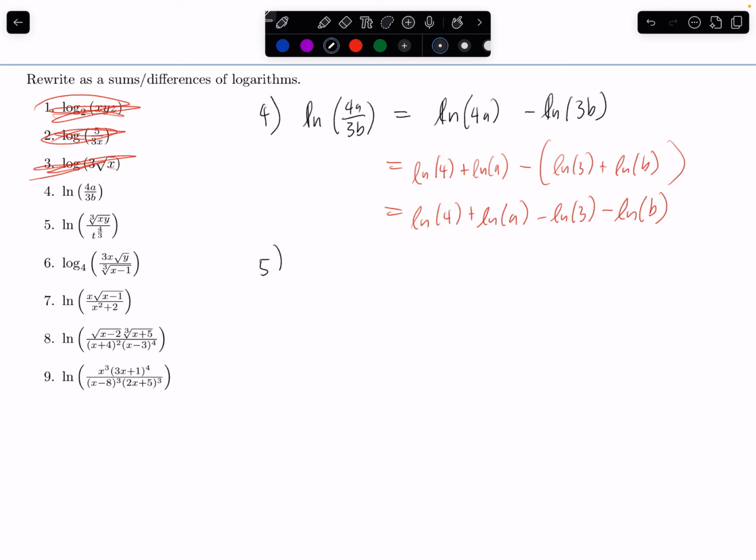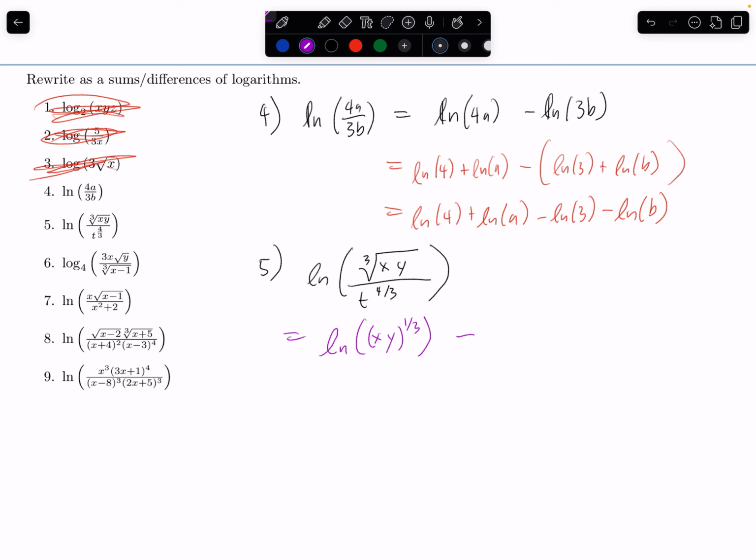Okay, that's 4. Okay, 5. I got the natural log of this big ugly looking thing, cube root of xy over t to the 4/3. But don't worry, just do one step at a time. It's gonna be okay. Here I have something divided by something. So my first thought, let's just split that in 2. And I'm gonna rewrite this as to the 1/3 power.